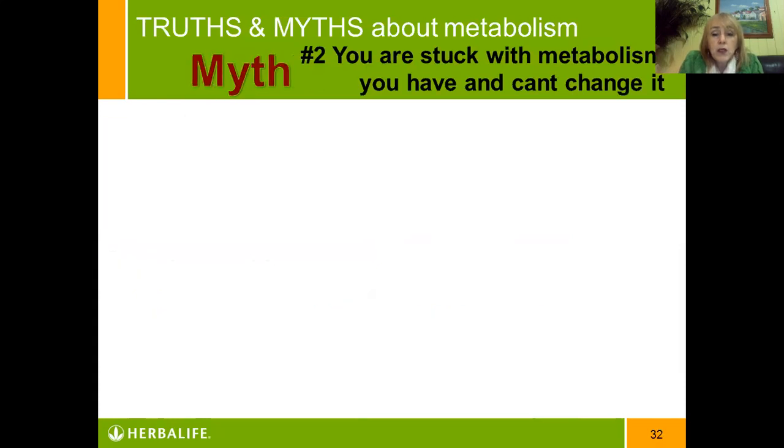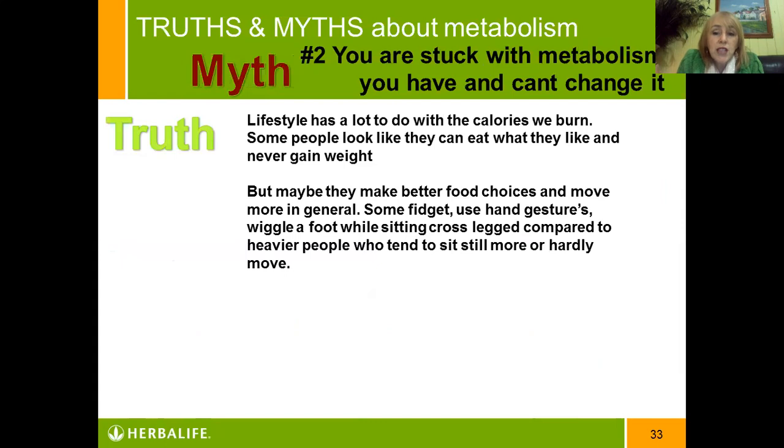Myth number 2, you're stuck with the metabolism you have and can't change it. Well, the truth is, lifestyle has a lot to do with the calories you burn.